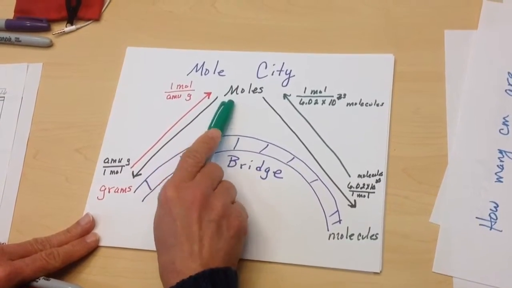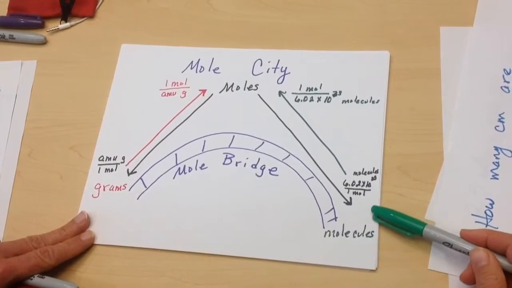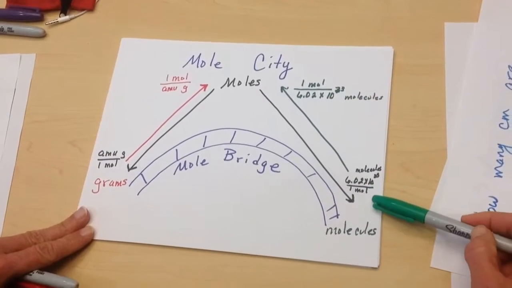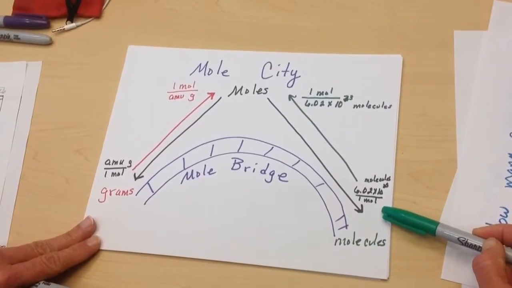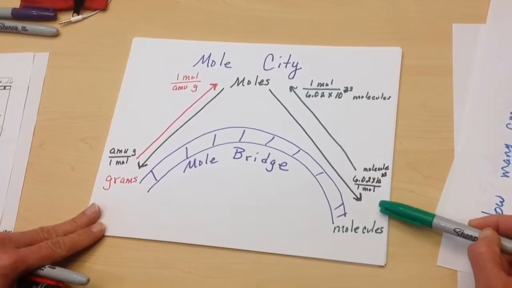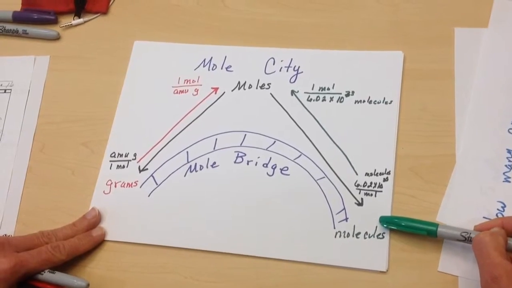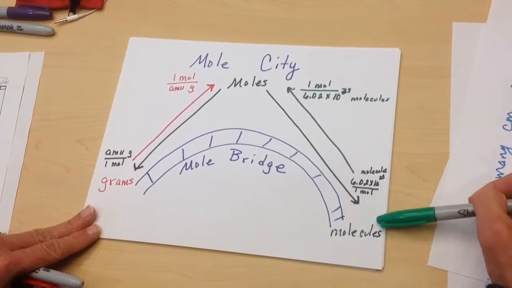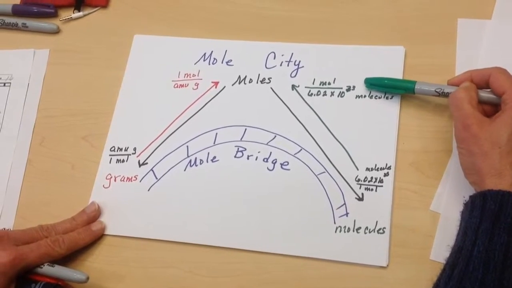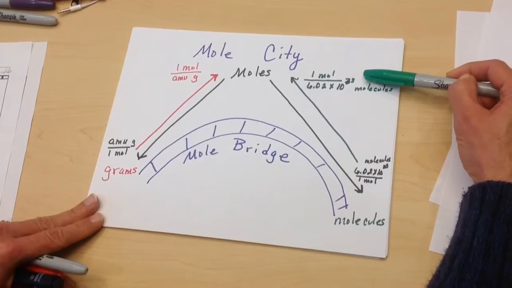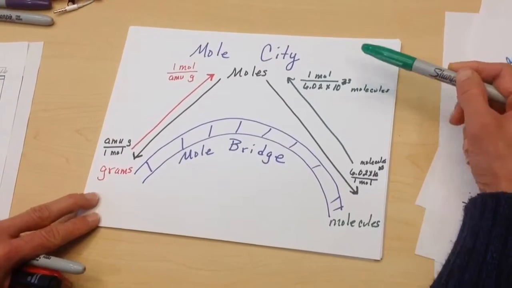To go from moles to molecules, moles would be in the top, so now moles needs to go in the bottom. So I'd go from 6.02 times 10 to the 23rd molecules to 1 mole. If I'm given molecules and I need to go to moles, molecules would be in the top, so now molecules would need to go in the bottom. So I have 1 mole to 6.02 times 10 to the 23rd molecules.